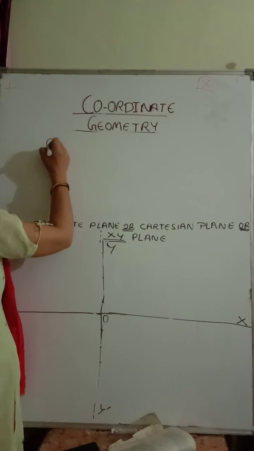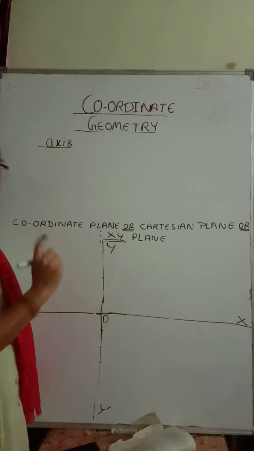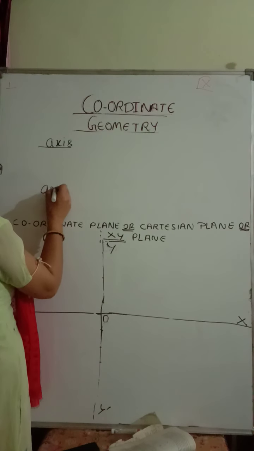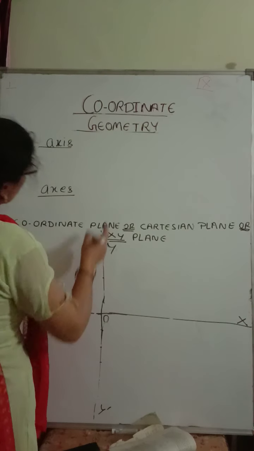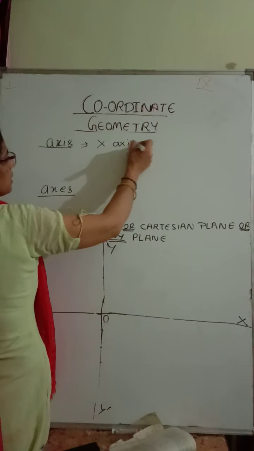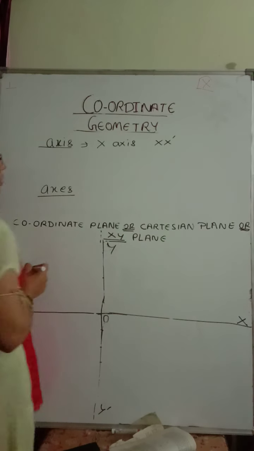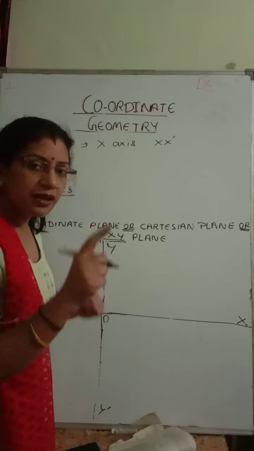So very first, if I say A-X-I-S, this is singular. Second, if I say A-X-E-S, it is plural form. So if I am talking about one axis, the X axis, that means X dash. What does it mean? Axis is nothing but a number line only.